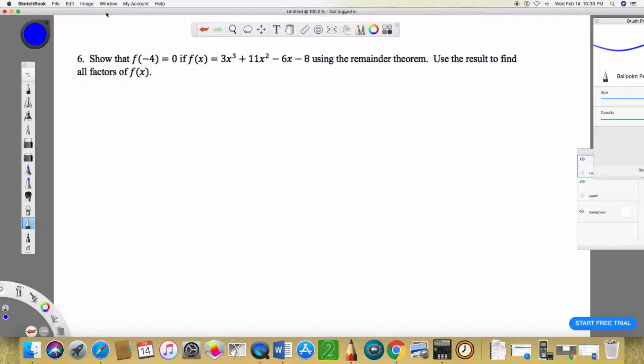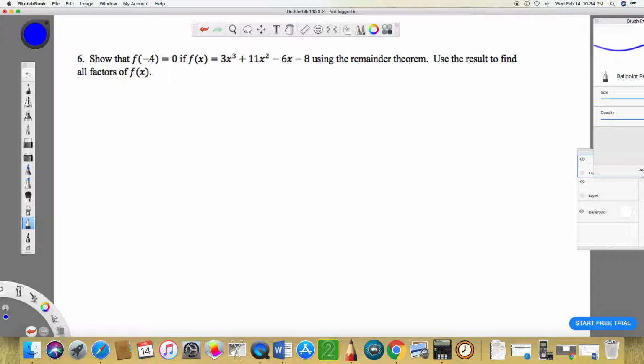Let's take a look here at this problem. We have this function 3x cubed plus 11x squared minus 6x. And really what this problem is all about is trying to factor this. But we don't have an x method. We don't have a technique really to help us with this x cubed at this point.